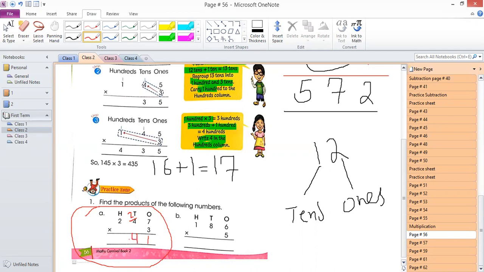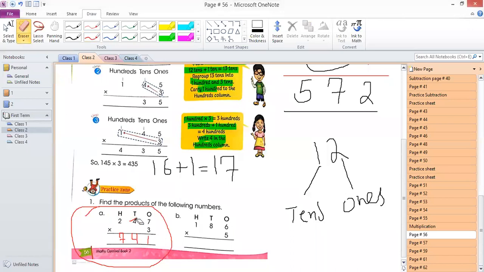And where should I write 1? Put 1. Okay. 3 multiplied by 2 is 6. Okay. 1 more, 7. That's very good. Thank you. 741. That's very good.